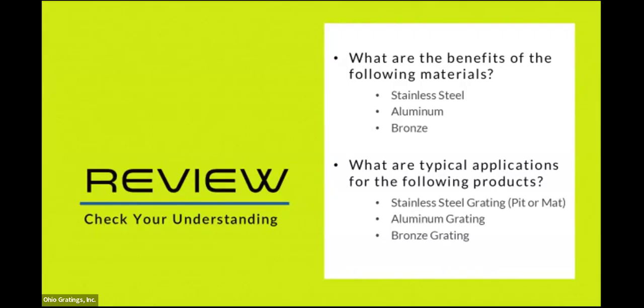So typical applications of the products, again, stainless steel, you get the pit applications, you have level bed applications, you can use them in trench drains, you could use them in air grills. Similar to the aluminum grating, you can use them in vertical applications, you can use them in entryways, you can use them as light diffusers, and same thing with the bronze grating. You can use them as entranceway grating, but you can also use them as trench covers and air grills as well.